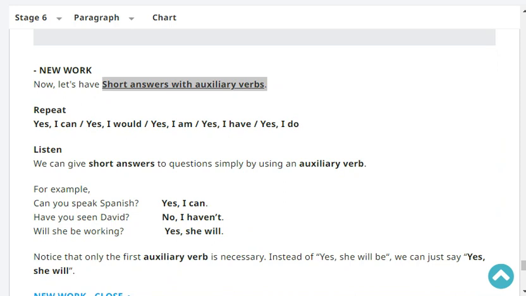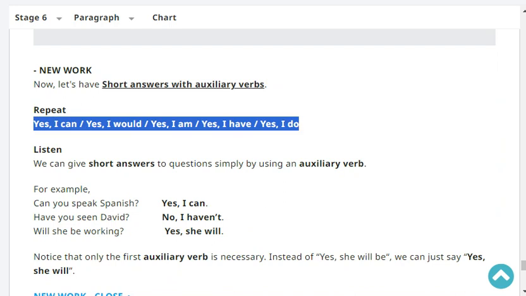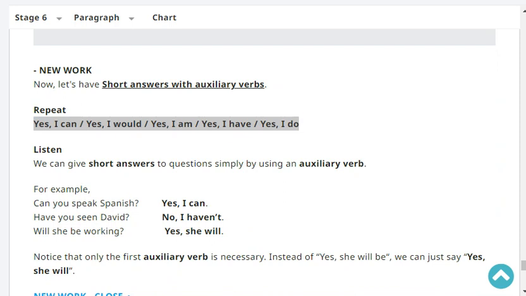Using short answers with auxiliary verb. Okay, repeat. Yes, I can. Yes, I would. Yes, I am. Yes, I have. Yes, I do.